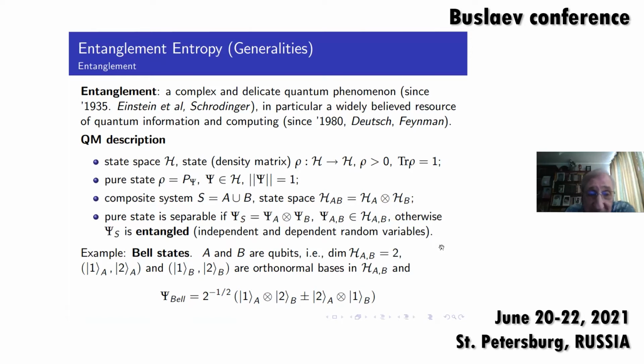A good example, quite famous for many reasons, is called the Bell state. These are so-called Dirac notations; it's just a vector of your Hilbert space. Take the simplest case when the dimension of both spaces is 2. A quantum system of dimension 2 is called a qubit. We have 2 qubits and a basis in the whole space, and we construct a vector in the tensor product, a combination of tensor products of the basis vectors plus and minus. It is easy to see that this vector cannot be presented as a tensor product, therefore it is entangled.